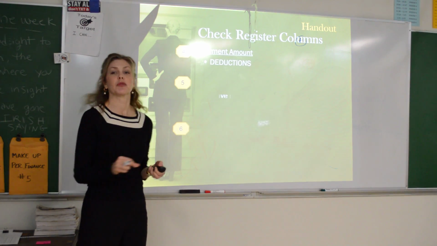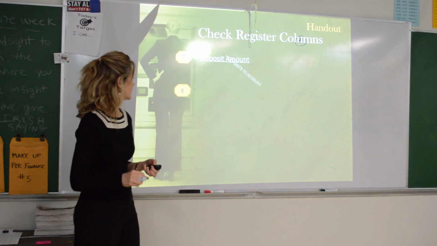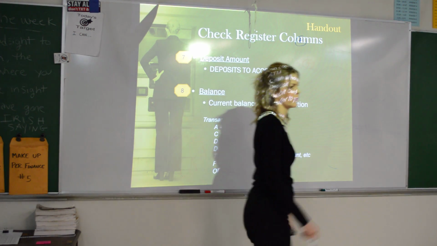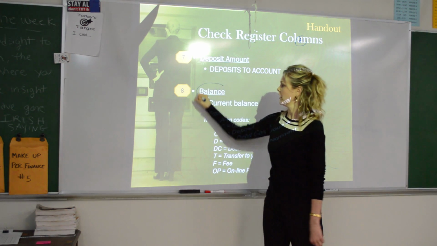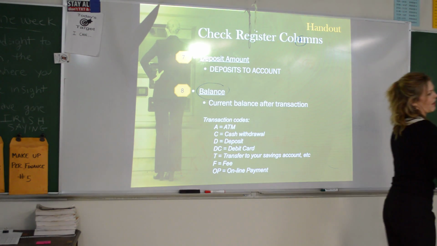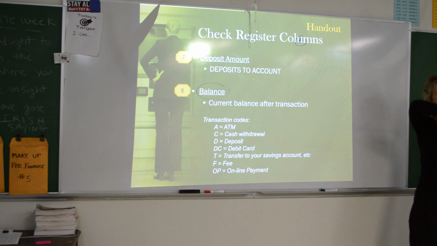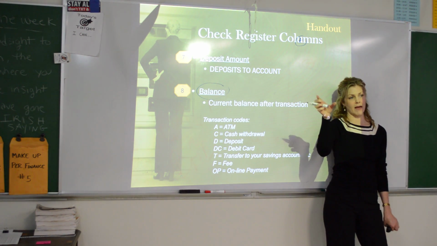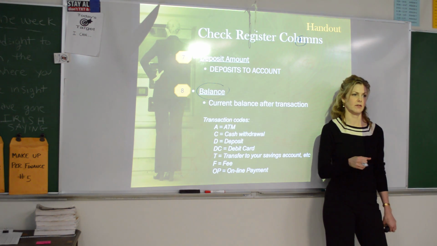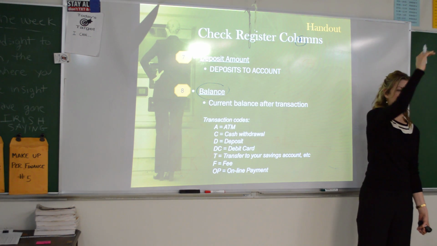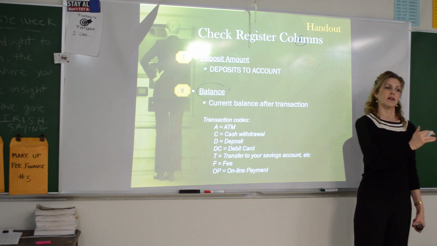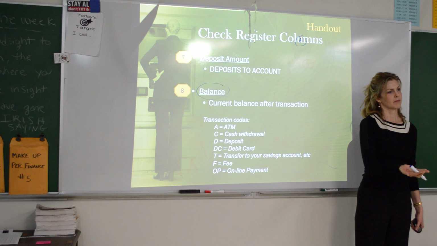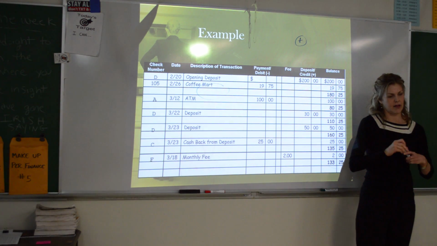Last one before we go through an example. This is probably the most important column of them all. We did all this work for the running balance column. The running balance on the far right is the accurate balance of what is left in your account. Okay? So this is where you're going to keep a tally of all the money that's left remaining in your checking account at that time. Okay?